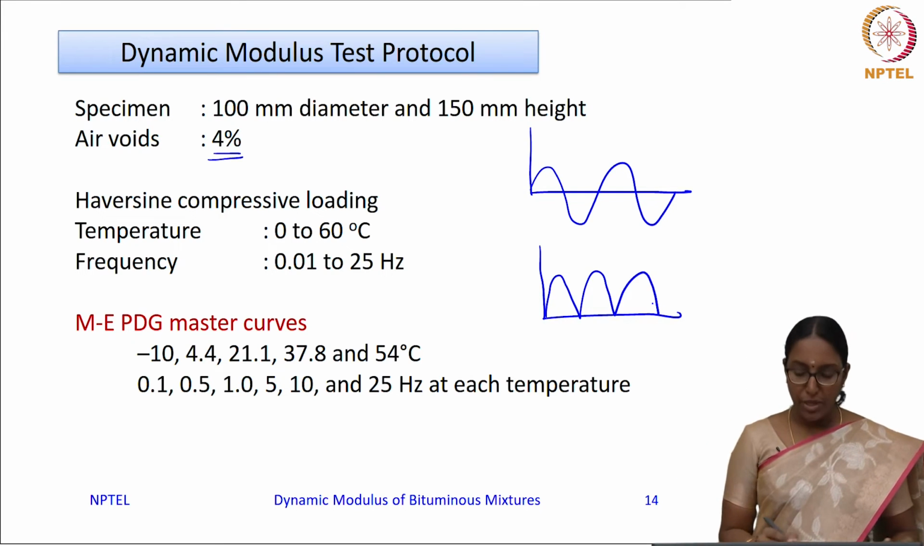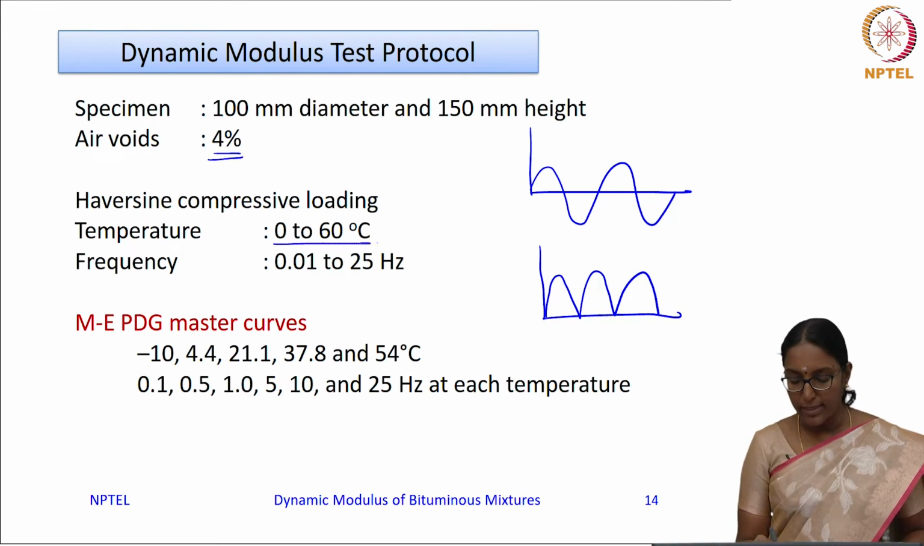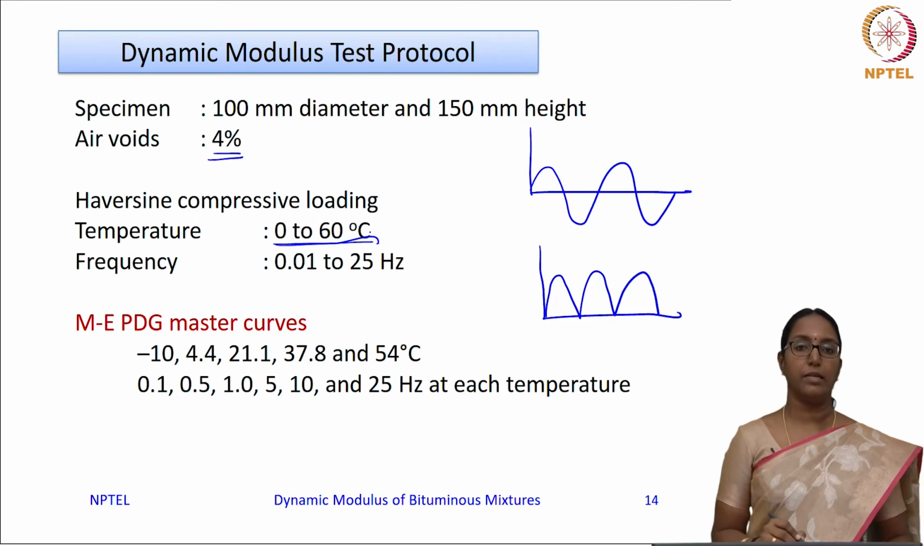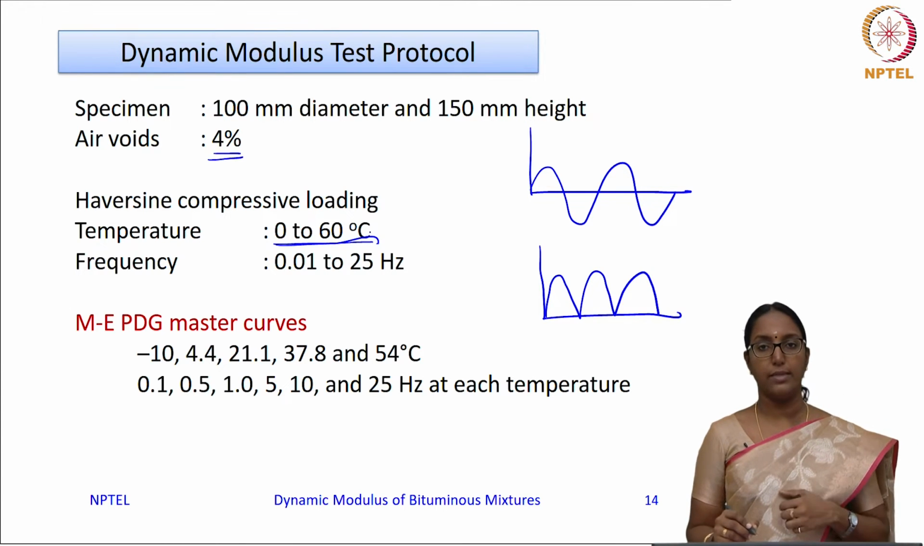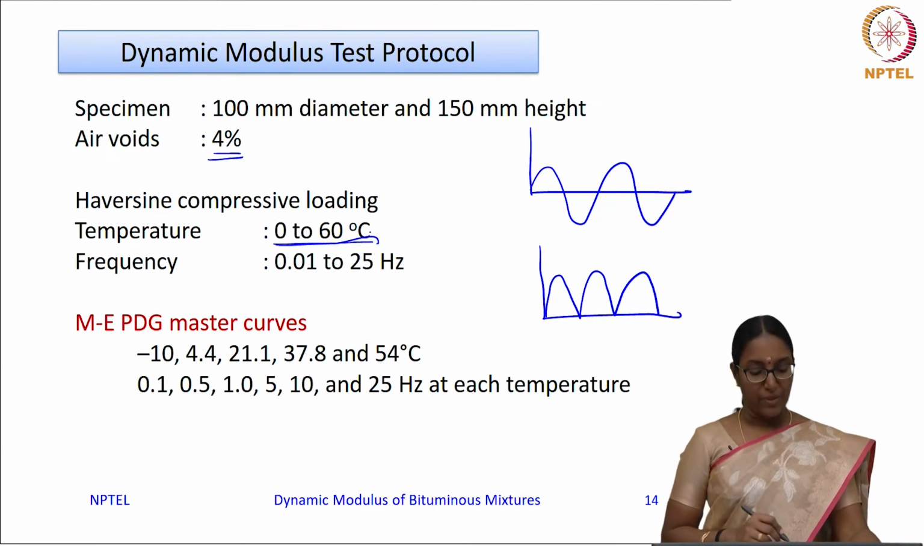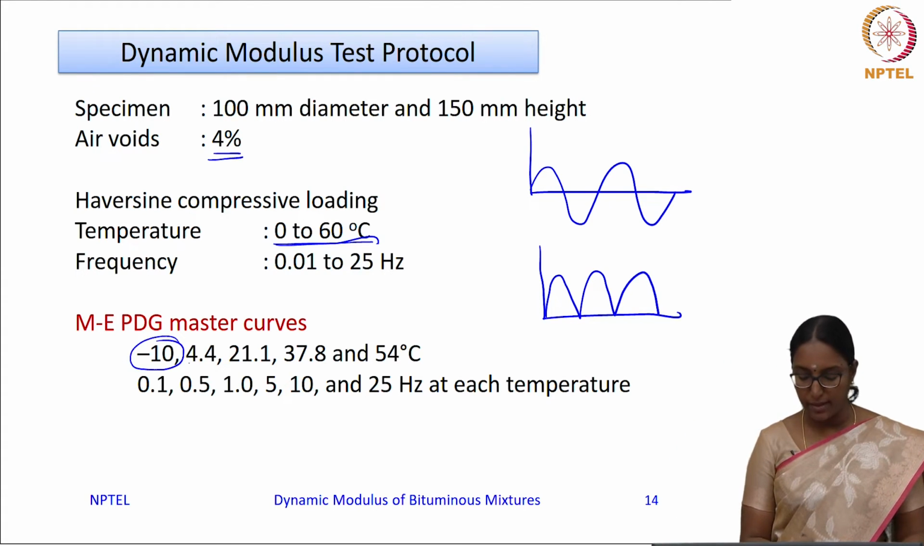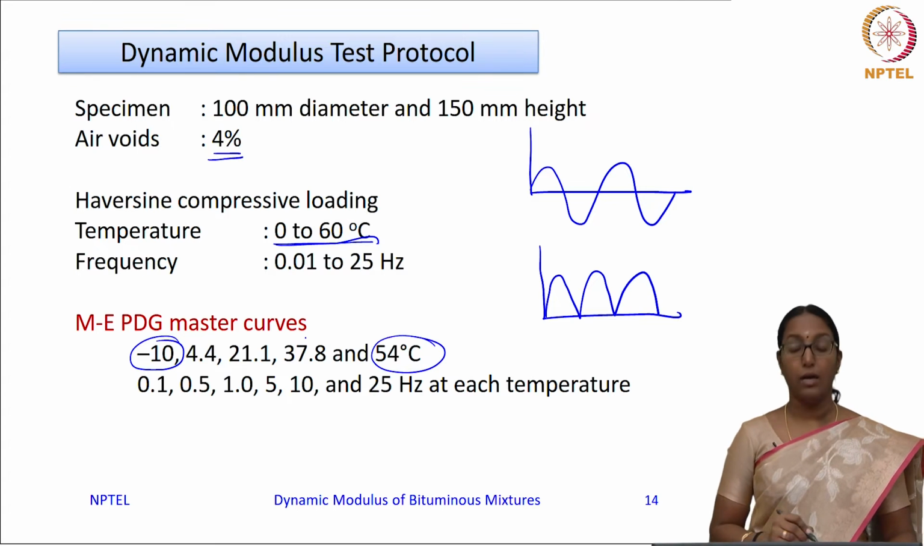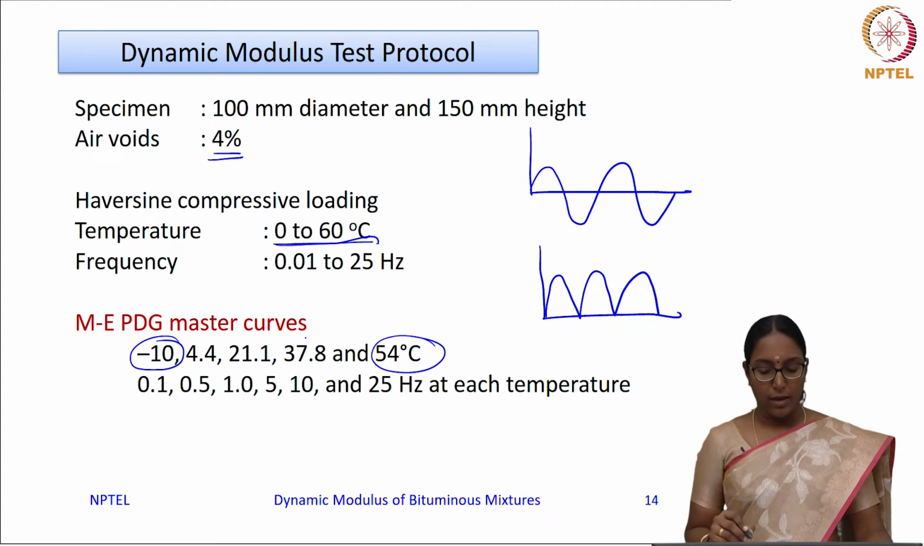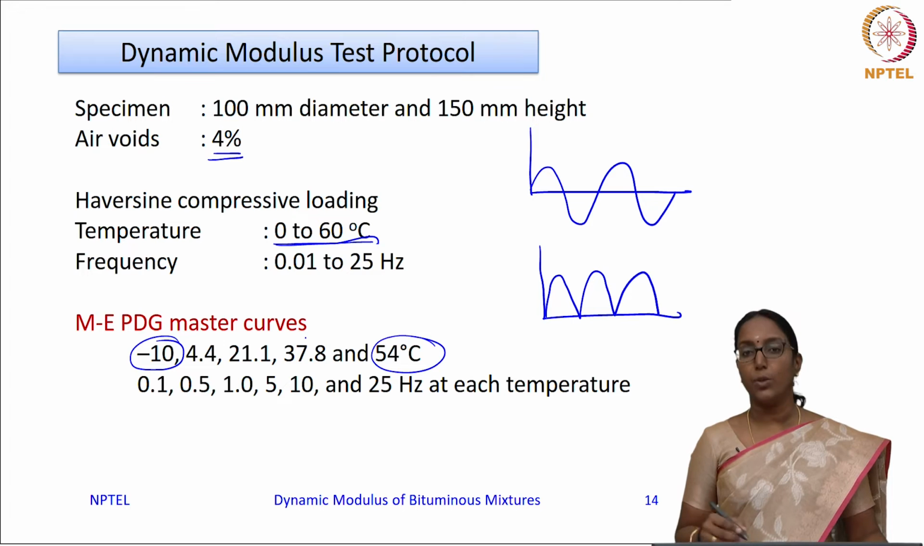Now, coming to the temperature of testing. Normally, we in Indian conditions will test from 0 to 60 degrees Celsius, whereas the MEPDG suggests that you start the testing from minus 10 degrees Celsius to 54 degrees Celsius. Then coming to the frequency of loading.